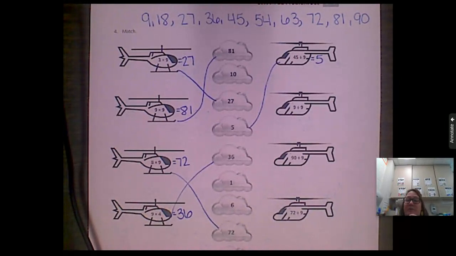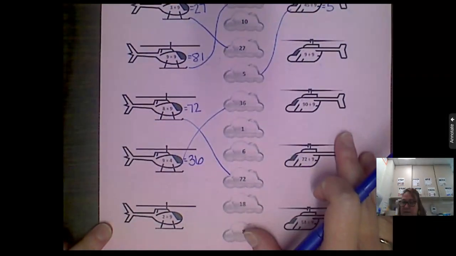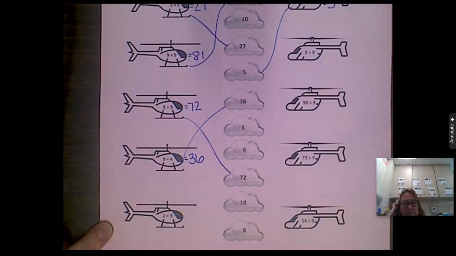So if you know your 9 song, you don't need to look at your count by, but if you're not sure of your 9s yet, you have the count by that you can use to help you there, okay? All right. So go ahead and pause and finish.